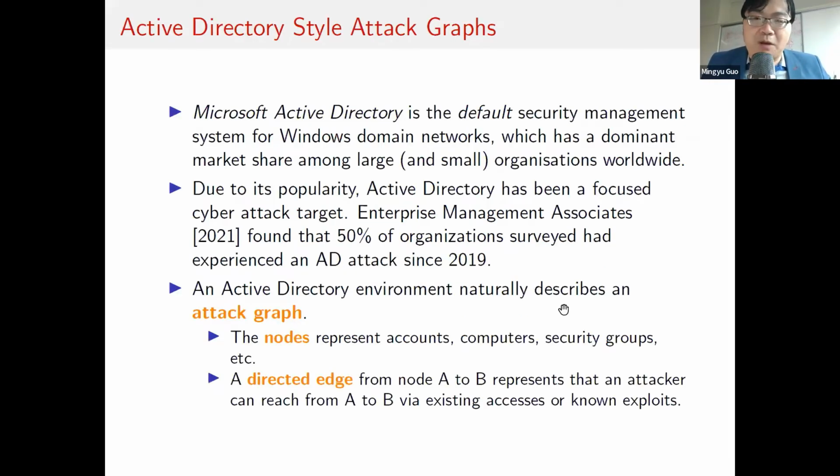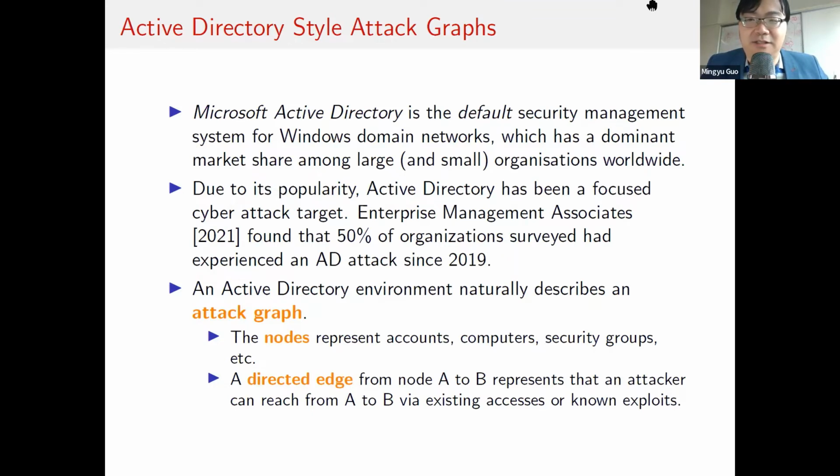All right, so what is this problem? From the get-go, we try to study a very applied, practical problem: a Microsoft Active Directory environment. For every large or small organization, as long as you have multiple Windows machines, chances are you have an Active Directory environment. Most likely your university, as well as our university, the University of Adelaide, uses Active Directory to manage user accounts, security credentials, and everything. This is the default security management system for Windows domain networks.